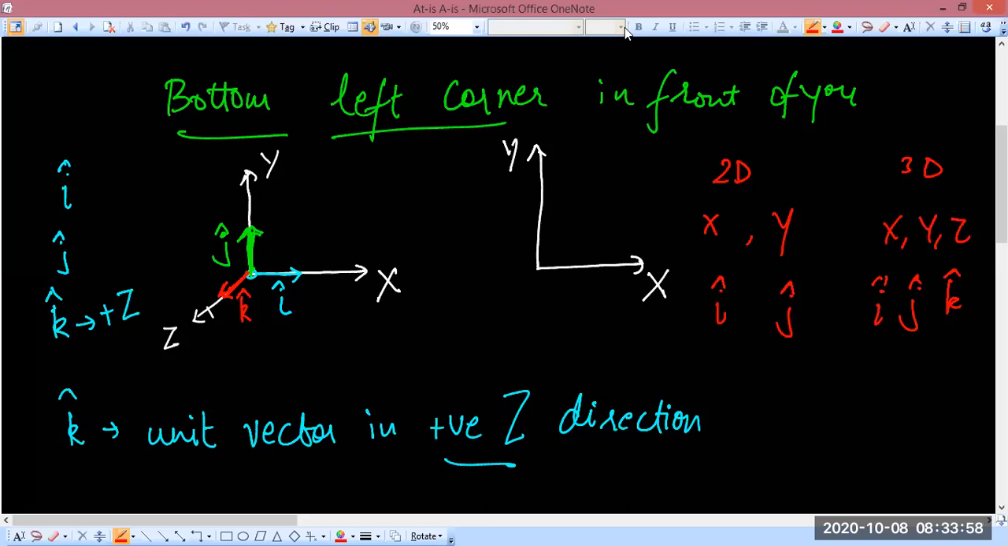I'm struggling to explain, is it? Because this is in 3D, right?